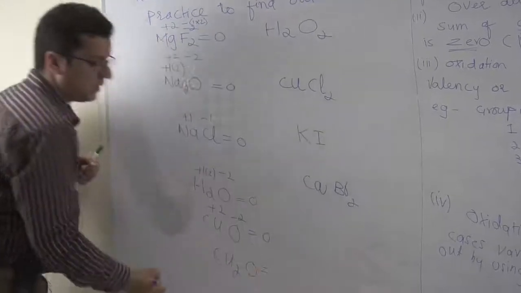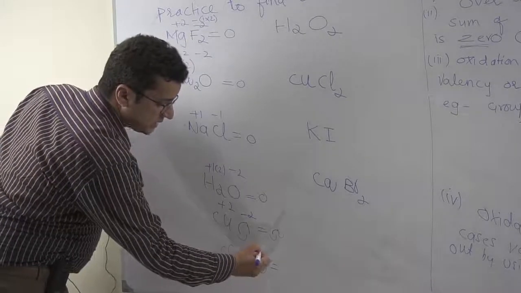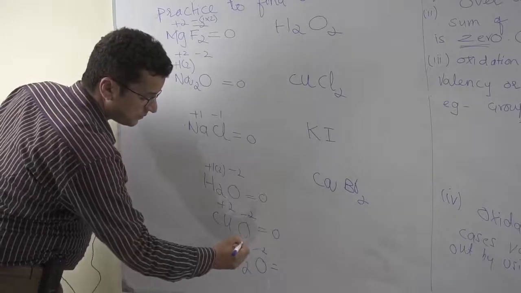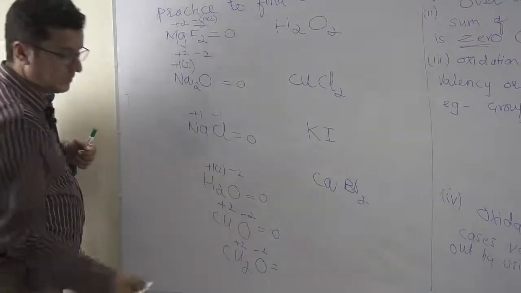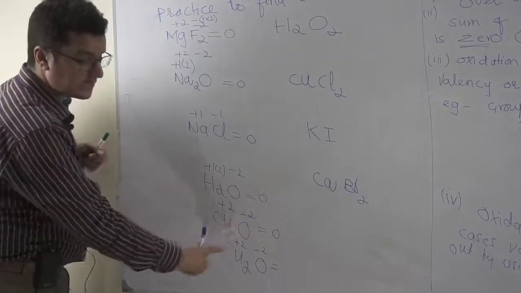Even sometimes another example can be Cu2O, and you find out the oxidation number. You'll find that oxygen needs to be assigned first, because group 6 is -2. Then it is +2, but +2 is for 2 copper atoms. It means originally copper is +1 here.